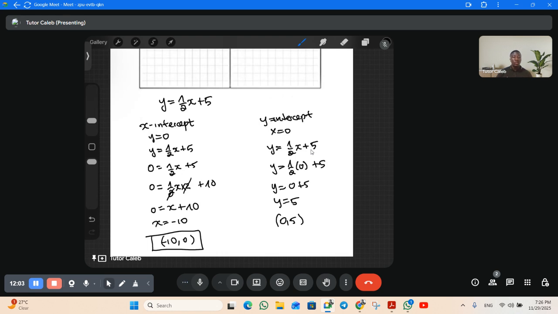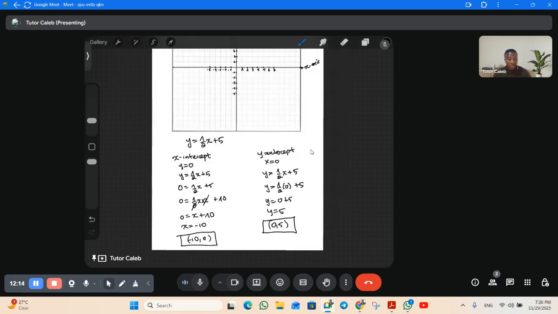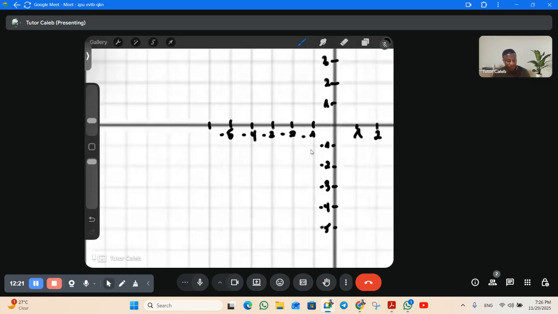Now we can plot or find the 2 points on the Cartesian plane, and we'll link the 2 points. Now you notice that I have an x coordinate here of negative 10. So I will have to come and extend this to get to 10. So I had here 1, 2, 3, 4, 5, 6, 7, 8, 9, 10, 11. All these are negative coordinates.